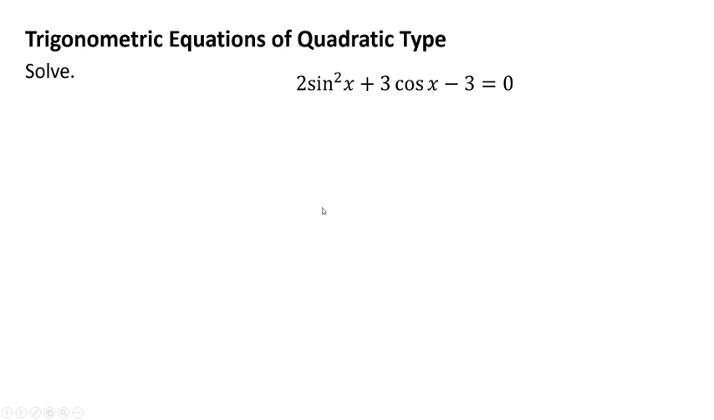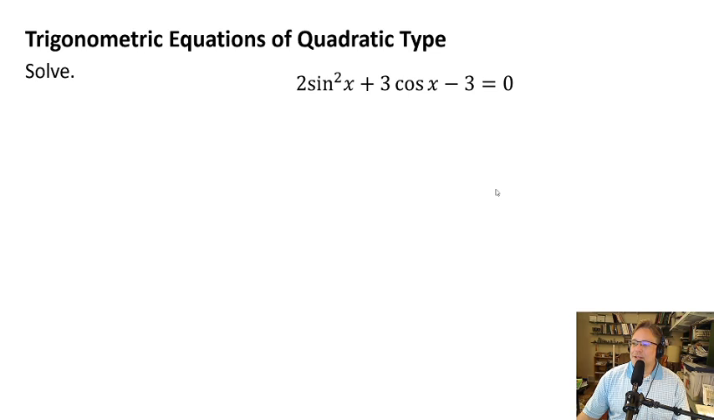Okay, let's just keep going here on some of these new ones. 2 sine squared of x plus 3 cosine of x minus 3. What's new about this one? Well, now we're dealing with two separate trig functions at the same time. So one of the challenges here is for us to be able to convert one of these trig functions into another. And so how are we going to do that?